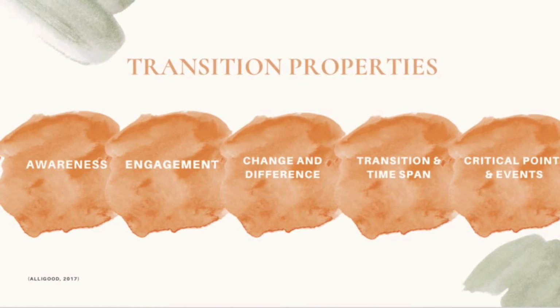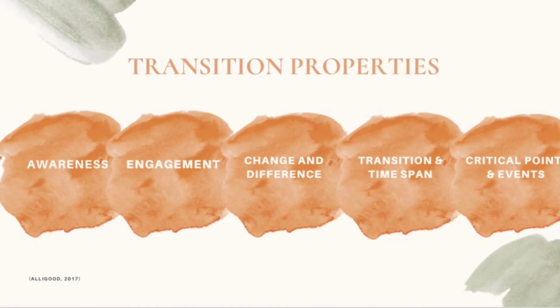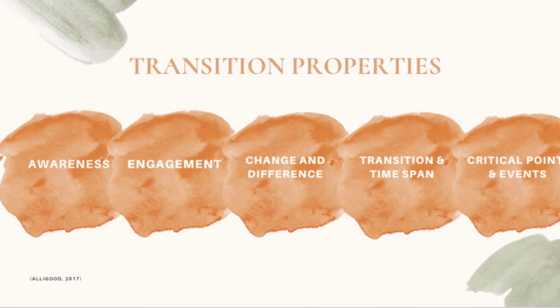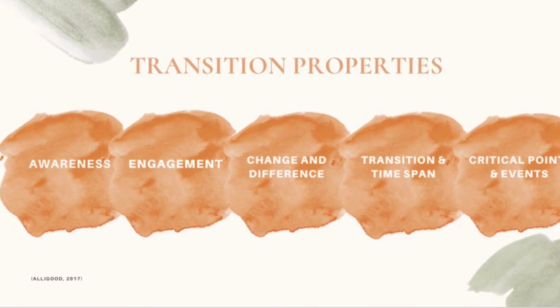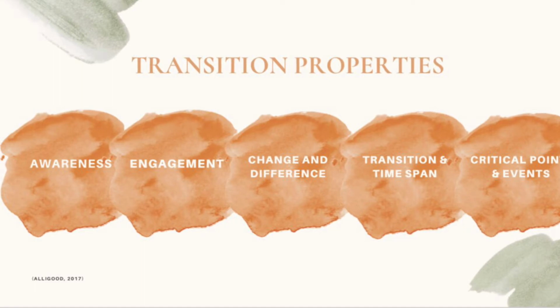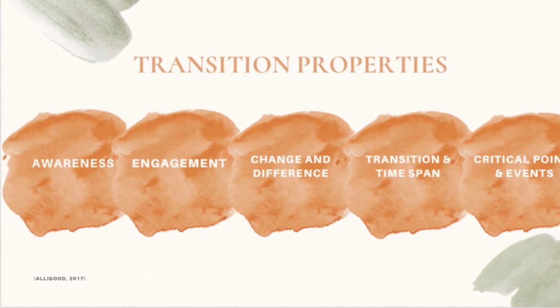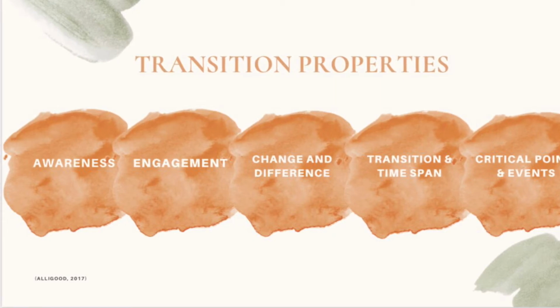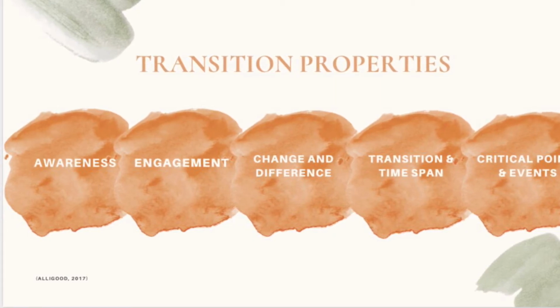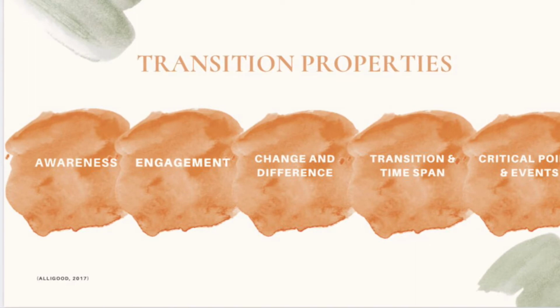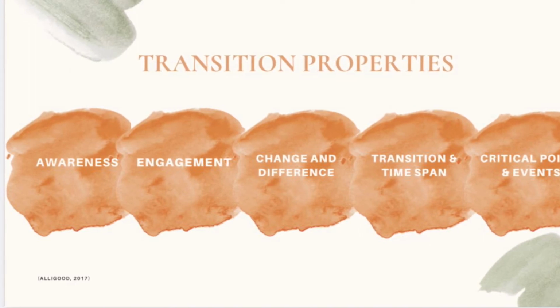Transition theory has 5 distinct properties that are essential to the transition experience. These properties function in an interrelated way, meaning that all 5 properties impact and influence each other. The 5 properties, as per Meleis, are awareness, engagement, change and difference, transition and time span, and critical points and events. Let's take a deeper look at each property individually.